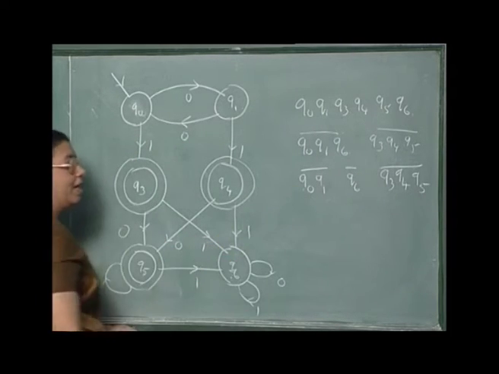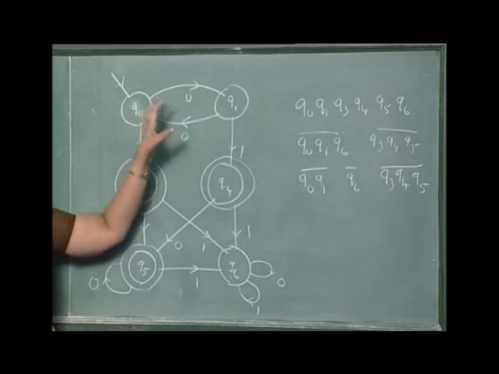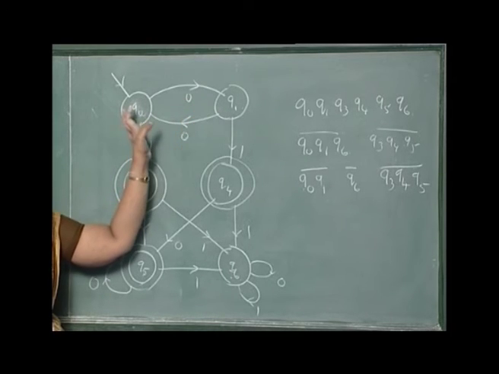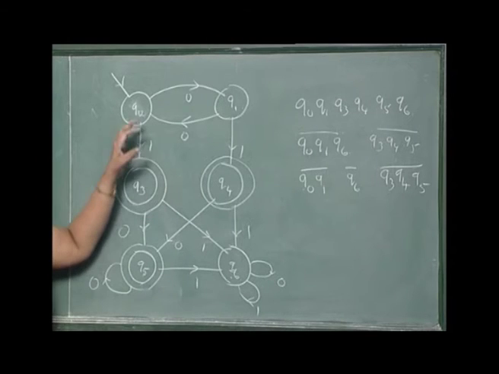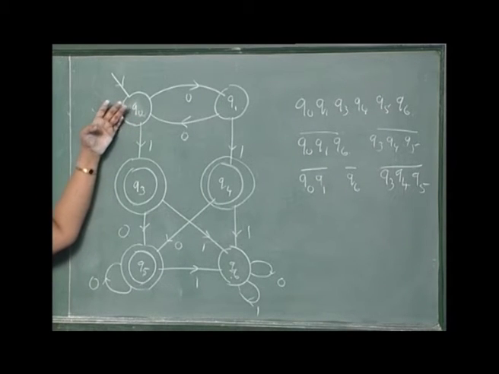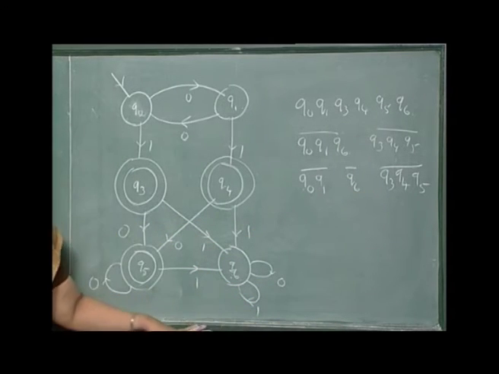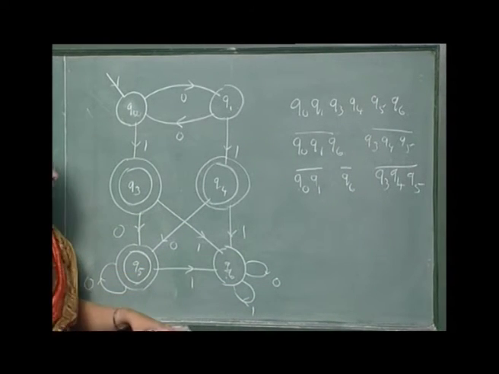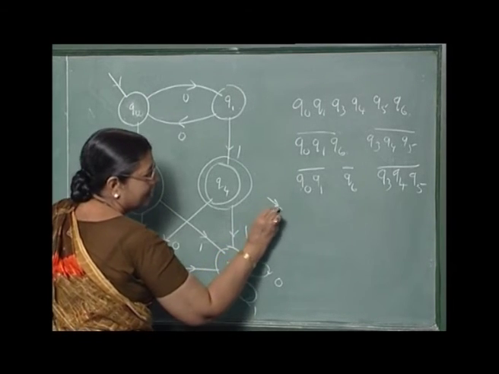Now, we have to test whether you can split this further, Q0, Q1. Look at Q0, Q1. What are the 0 successes? The 0 successes are Q0, Q1, they are in the same block. What are the 1 successes of Q0, Q1? Q3 and Q4, again they are in the same block. So, further split is not possible here. So, the diagram, the minimum state automaton will have this.